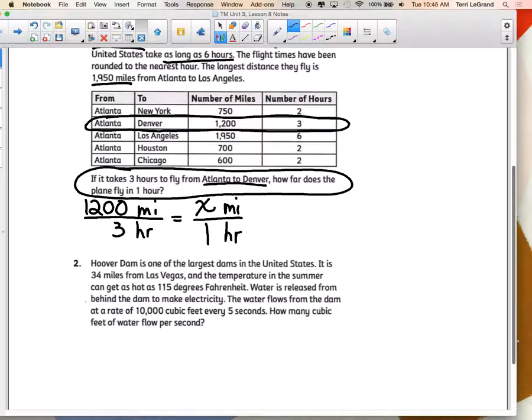And now we'll use our horizontal or vertical strategy to solve it. So we need to go from 1,200 to X. So the question is, is it friendly to go from 3 to 1? Okay, what do we have to do, class? Divide by 3. So show that you're going to divide by 3, which means up here we're going to also have to divide by 3.